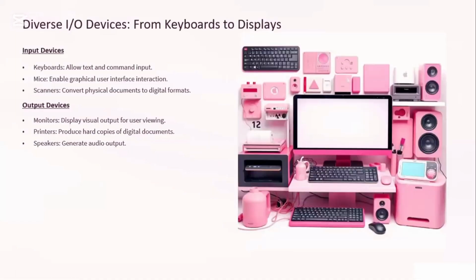Moving on to the next slide. Here we'll be talking about the examples of input and output devices and giving their functions. Under input devices, we have keyboards, which allow text and command inputs. We also have scanners, which convert physical documents into digital formats. Under output devices, we have monitors, printers, and speakers. Printers produce hard copies of digital documents, and monitors display visual output for user viewing.